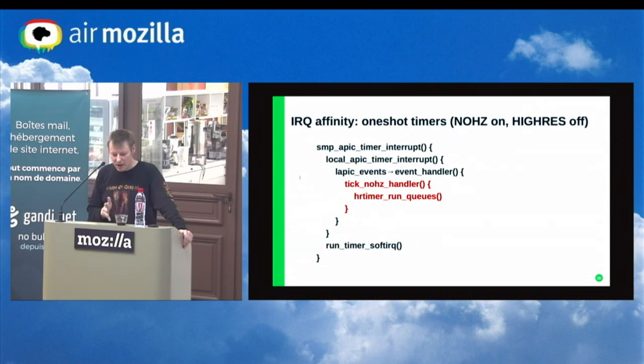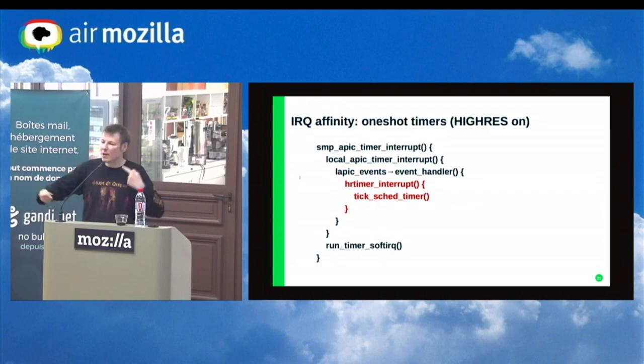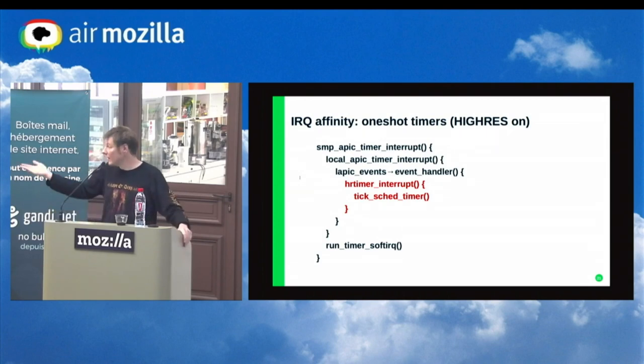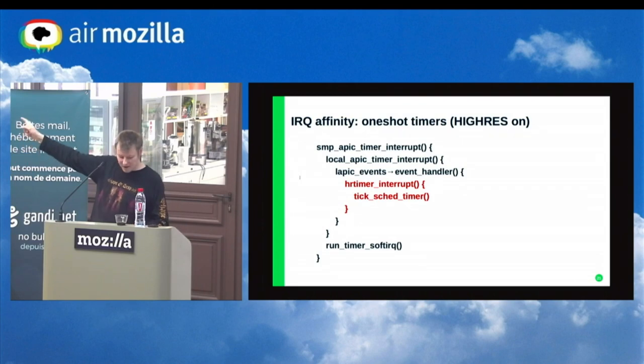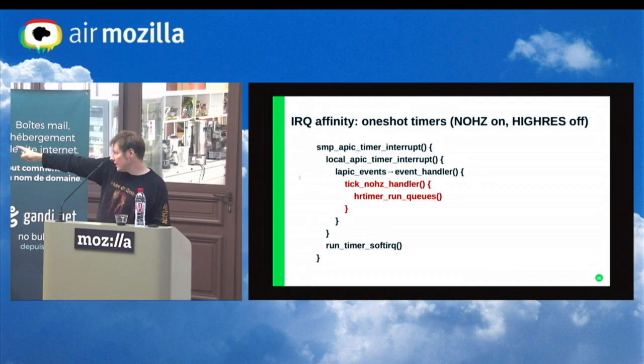The same also happens when you have no hertz on, but high resolution off again. So this is roughly the same. And the strict opposite happens when you have high resolution on. The clock event calls the high resolution handler, which itself calls the tick. So here we have a high resolution timer calling the tick, and here we have the tick calling the high resolution timer. This is very interesting.